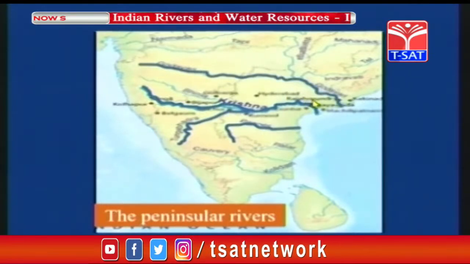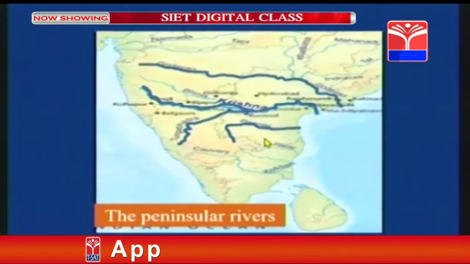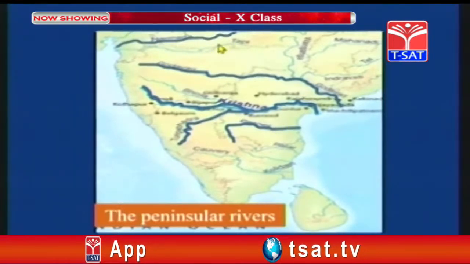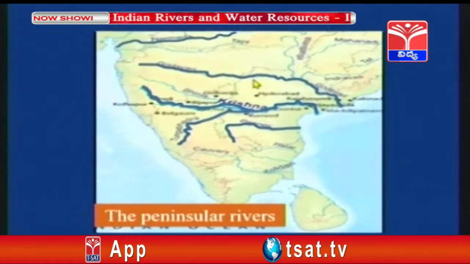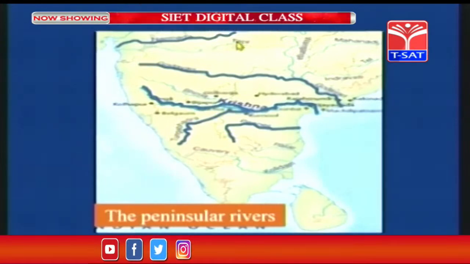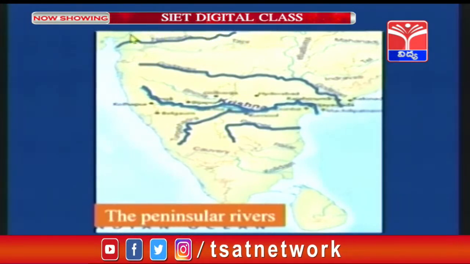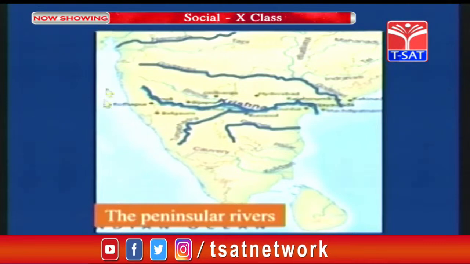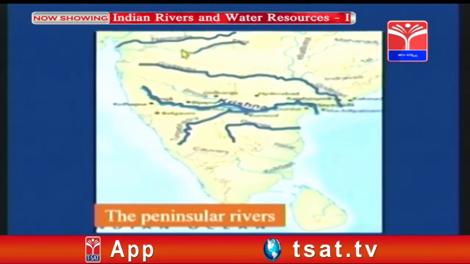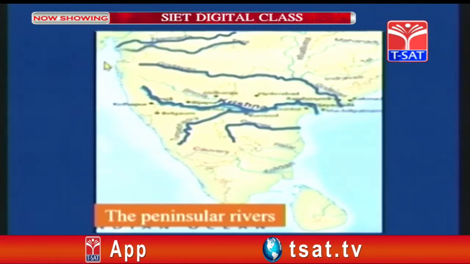This is also one of the most important rivers. And this is the river Narmada. See children, all these rivers are flowing towards the Bay of Bengal, towards the east. Whereas Narmada, the flow is towards the west direction. It drains into the Arabian Sea. And the next one, it is river Tapati. You can see the flow towards the west direction. Is it not, children? Yes.